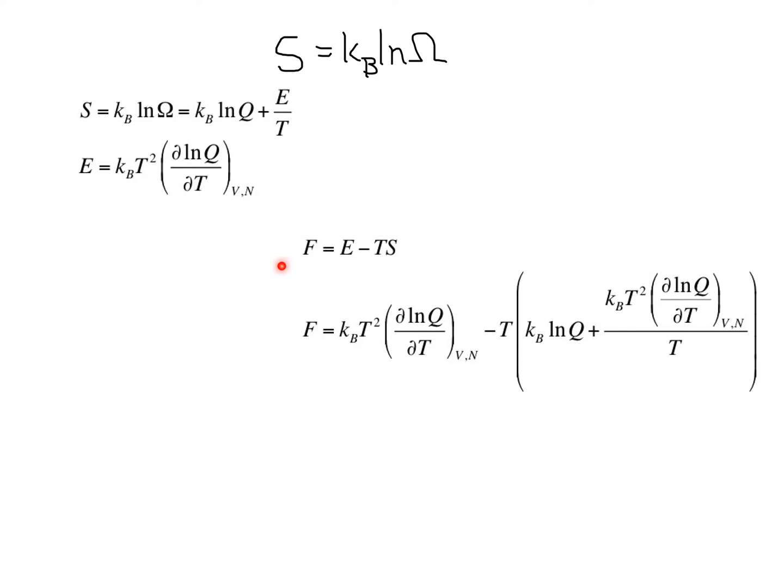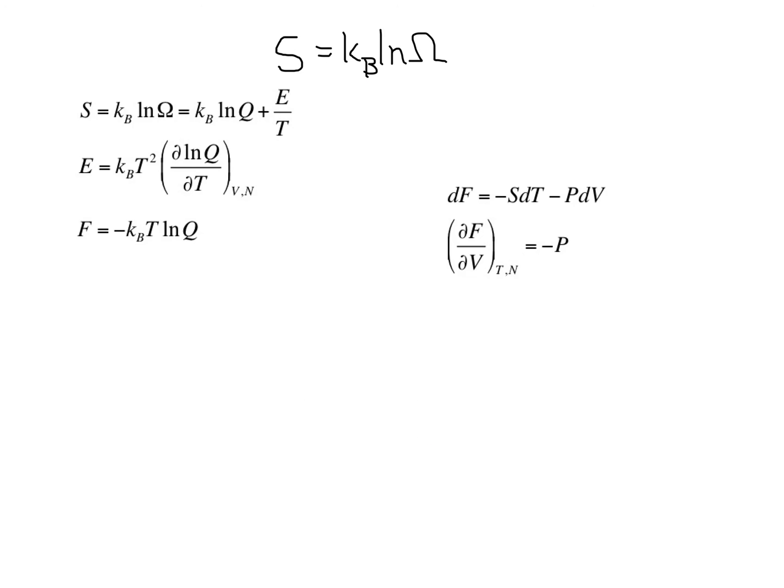The Helmholtz free energy is defined as the internal energy minus the temperature times the entropy. Since we now have expressions for the entropy and the internal energy, we can simply plug those into our expression for the Helmholtz free energy and get the following seemingly complicated expression. However, notice that the second term in the parentheses at the end of this expression is just equal and opposite to the first term, and so those cancel out, leaving us with a very simple expression for the Helmholtz free energy.